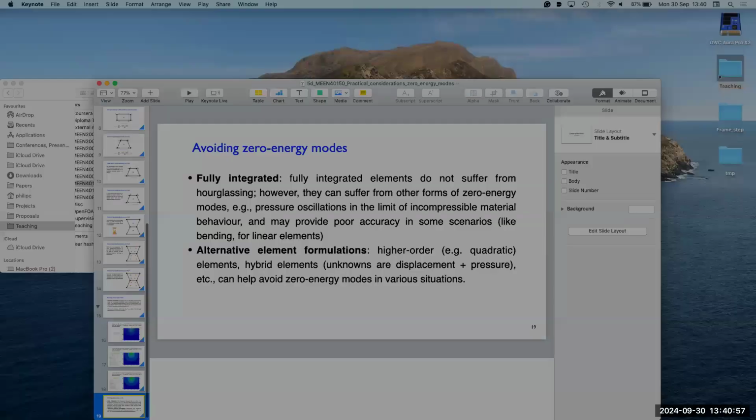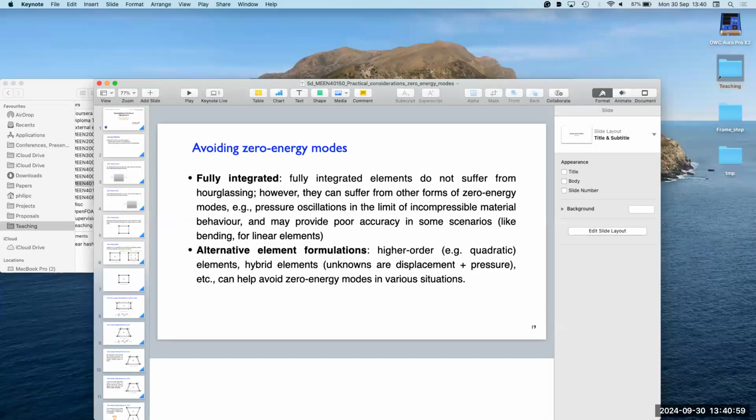Oh, it's the last slide. There are some other types of zero energy modes. So hourglassing is one type. But if you're modeling incompressible or almost incompressible materials, you can get pressure checkerboarding, which is a type of zero energy mode where you get spikes up and down in pressure as well. So there are some other types as well.